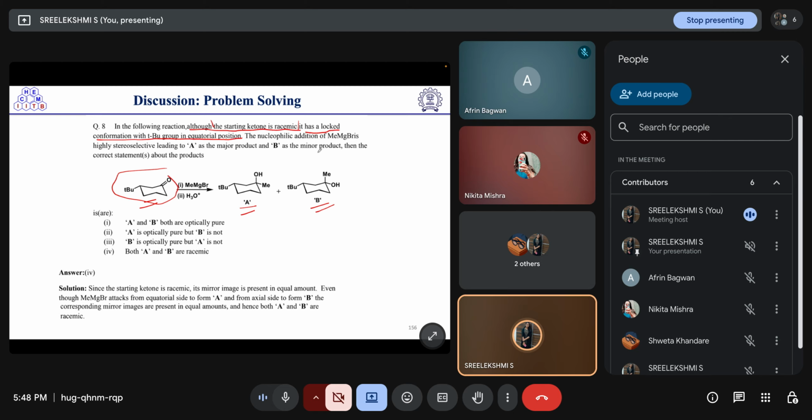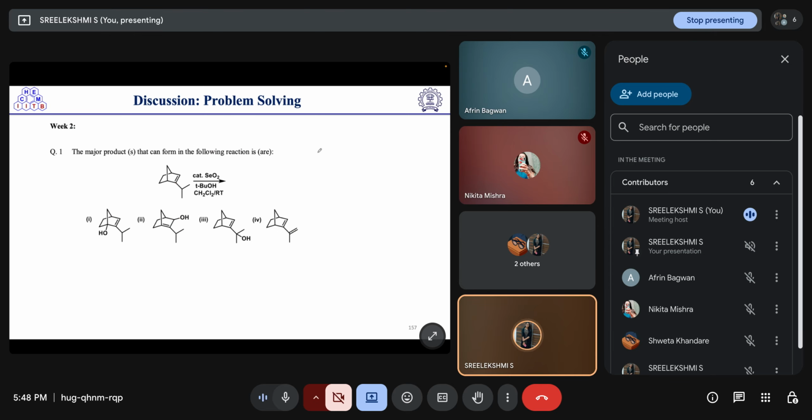I think we can now move ahead with the week 2 assignment. Then, if time permits, we will continue the discussion on the week 2 lecture topics. So the first question of the week 2 assignment was: what is the major product that can form in the following reaction? This particular alkene is treated with a catalytic amount of selenium dioxide and tertiary butyl hydroperoxide, in dichloromethane at room temperature. Which will be the major product?